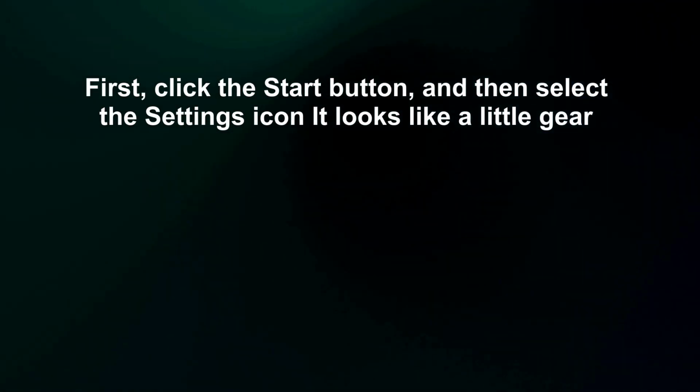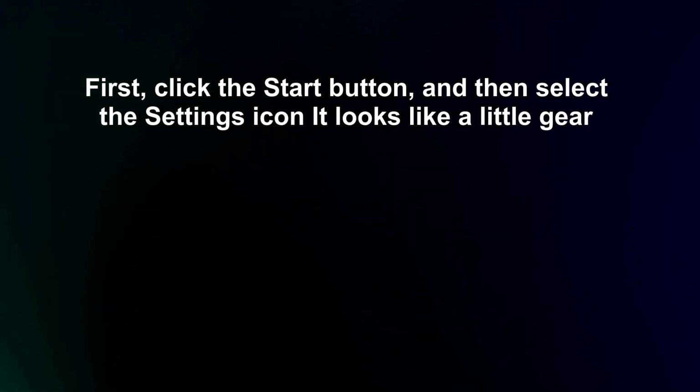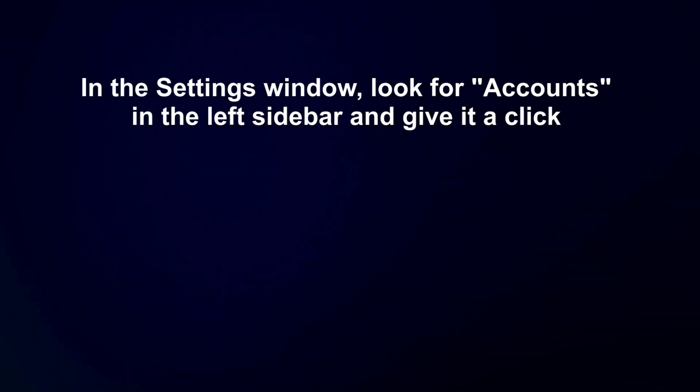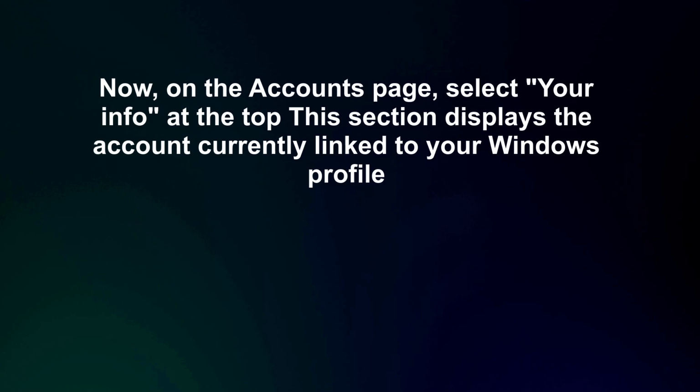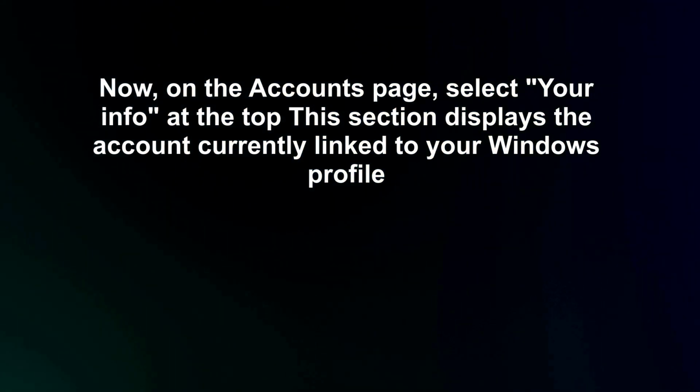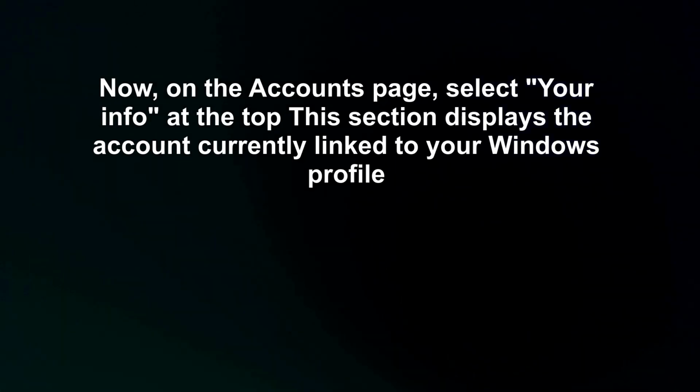First, click the Start button, and then select the Settings icon. It looks like a little gear. In the Settings window, look for Accounts in the left sidebar and give it a click. Now, on the Accounts page, select your info at the top. This section displays the account currently linked to your Windows profile.